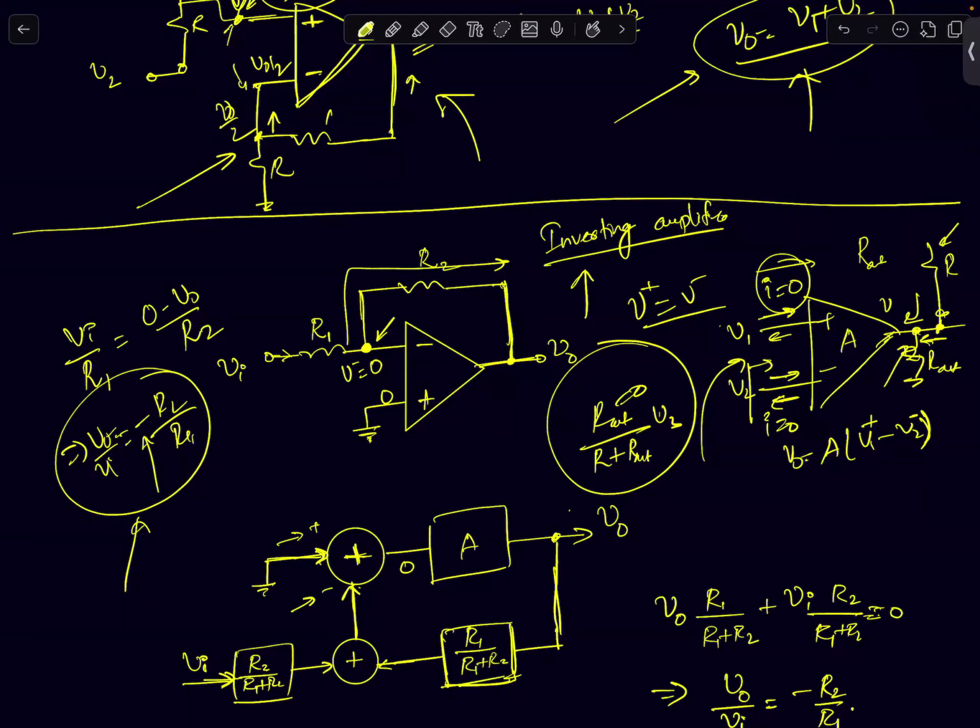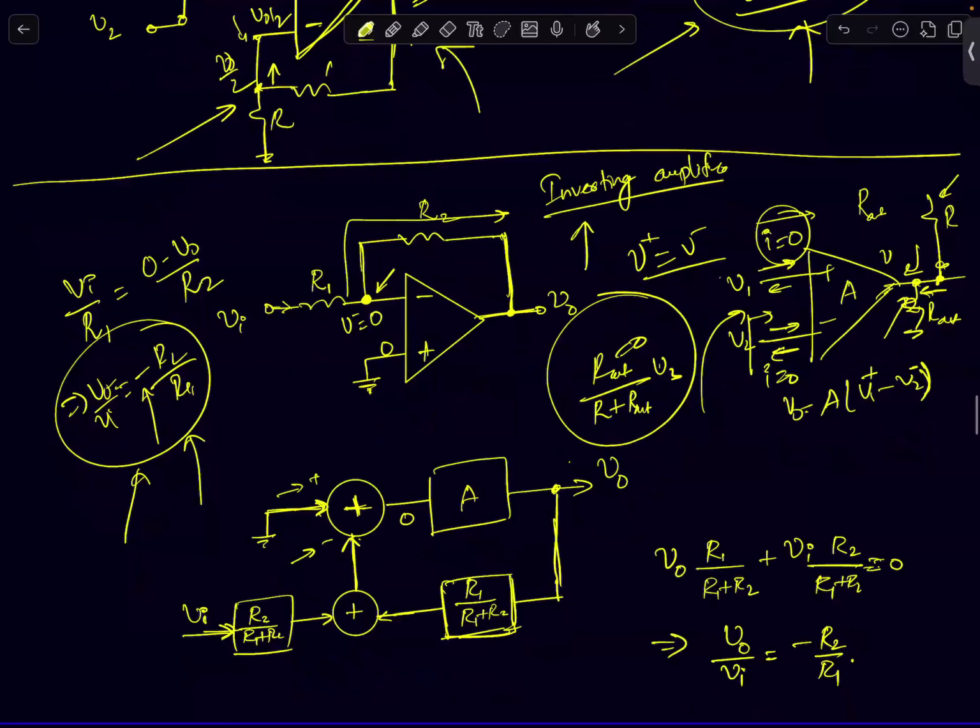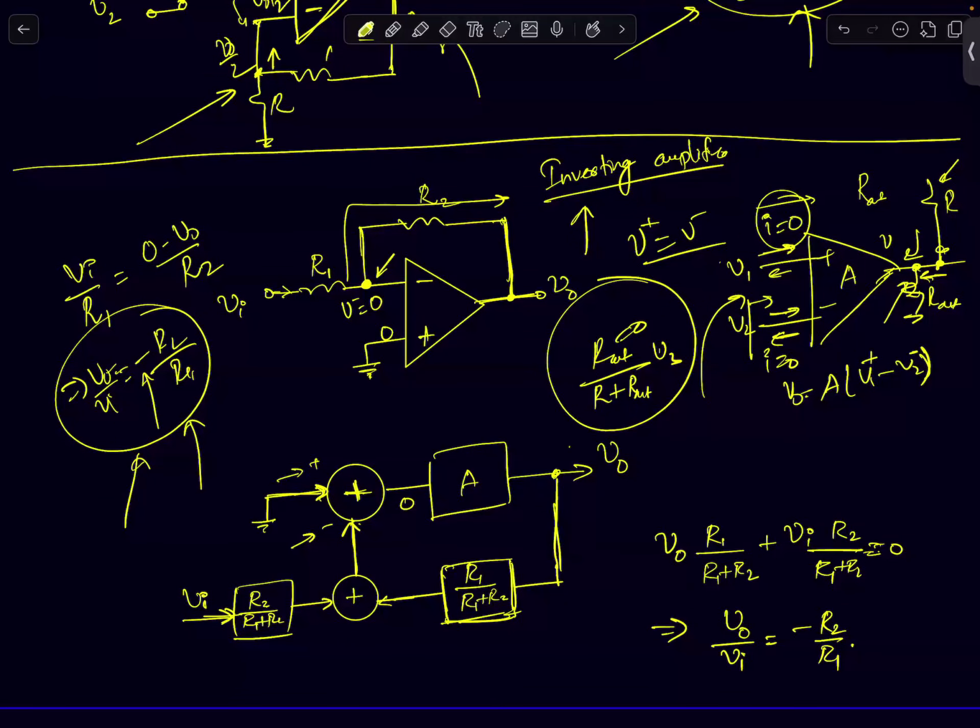You don't even have to. Right now, I'm using all KCLs and KVLs to write these equations. At some point, you won't even do all that. You'll just directly look at a circuit and guess what the output will be or understand what it's doing. Or if you're simulating a circuit, you will understand what's actually happening.